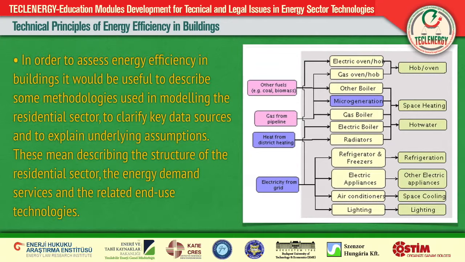Equipment of a building includes, besides heating, cooling and ventilation equipment, water heaters, thermal distribution systems, lighting and appliances, active solar systems, and recently on-site power generation.